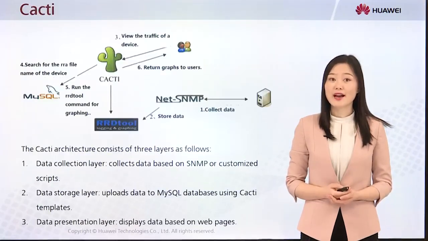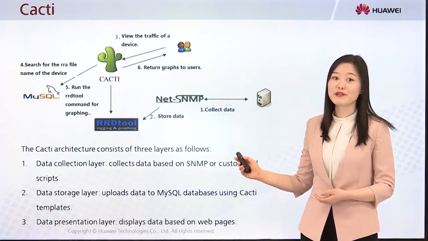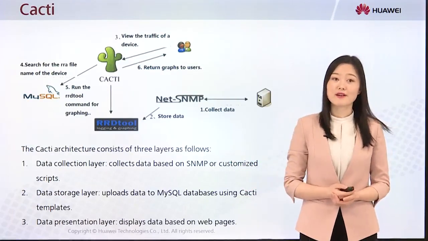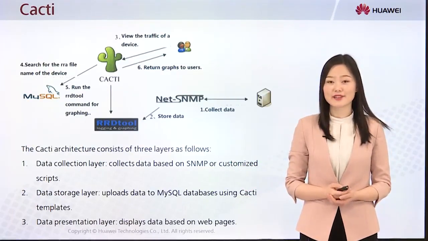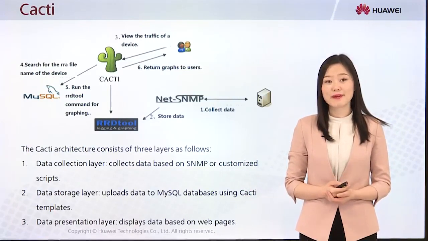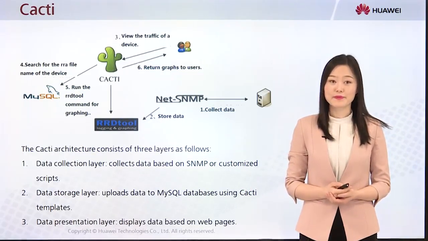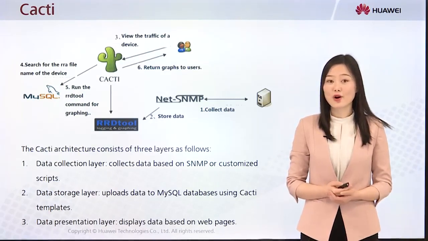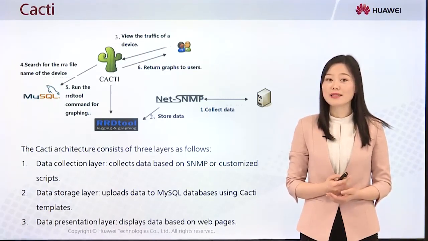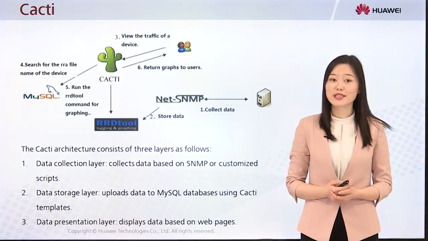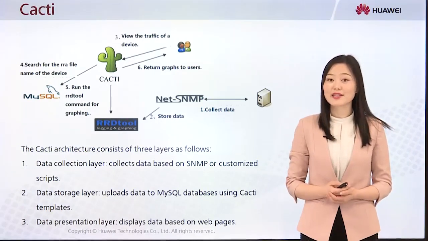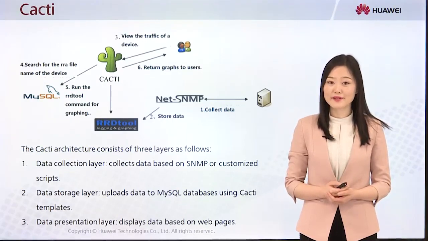The Cacti architecture consists of the following three layers. First, data collection layer, which collects data based on SNMP or customized scripts. Second, data storage layer, which uploads data to MySQL databases using Cacti templates. Third, data presentation layer, which displays data based on web pages.